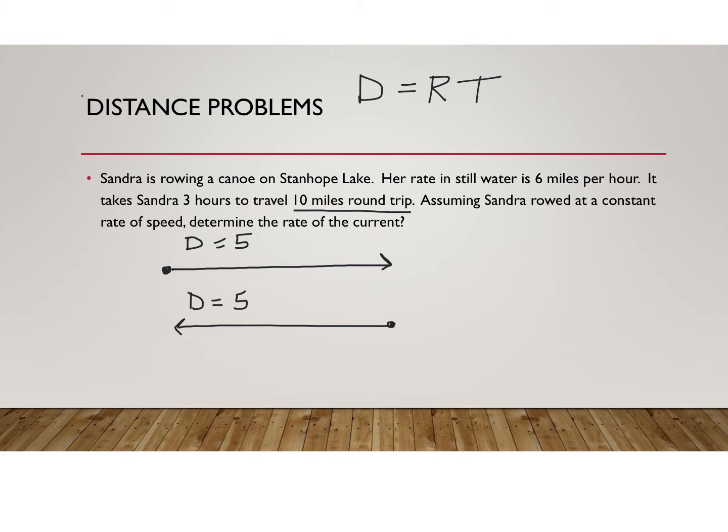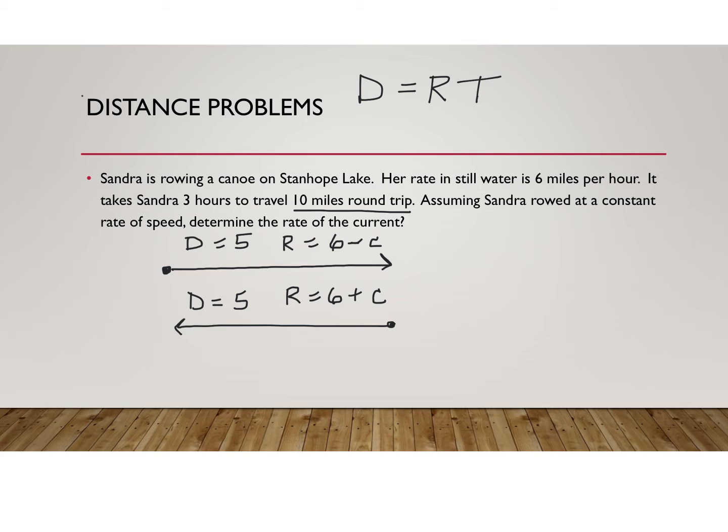Then the rate for this particular one: let's say in this direction she's going against the current, which means her rate, which if it's calm would be 6 miles per hour, we'd have to subtract off the current because the current is working against us. So that rate would be 6 minus c. Coming back, we'd be going downstream. Now the current is helping you, and so our rate would be 6 plus c.